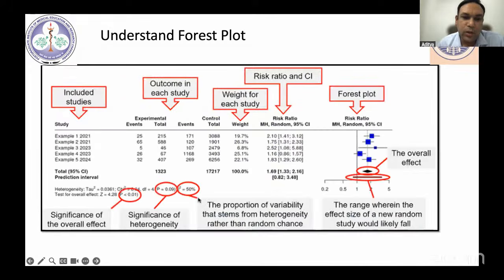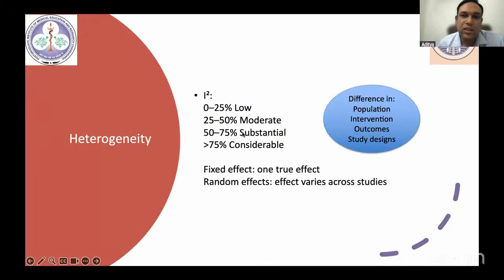Another very important thing: you need to look at the bottom of the table, at the I-square. This is the proportion of variability that stems from heterogeneity. When you look at this I-square, if it is 0 to 25%, it's low heterogeneity. If 25 to 50, it's moderate, and this is acceptable heterogeneity. The higher the heterogeneity, you need to go for random effects, or you need to drop it altogether from the meta-analysis. This heterogeneity primarily arises from differences in population, intervention, outcomes, and study designs.